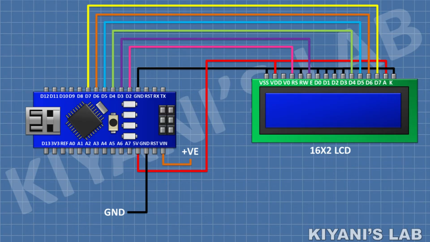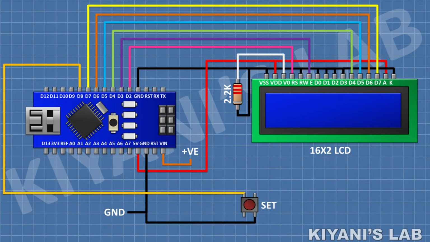After that, I'm gonna connect a 2.2K resistor and connect its one pin to pin 3 of LCD and its other pin to ground. After that, I'm gonna connect a push button and connect its one pin to D8 pin of Arduino and its other pin to ground.